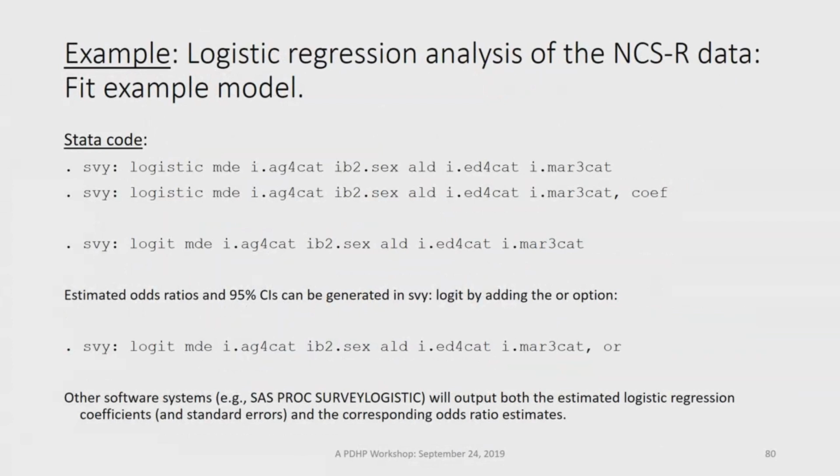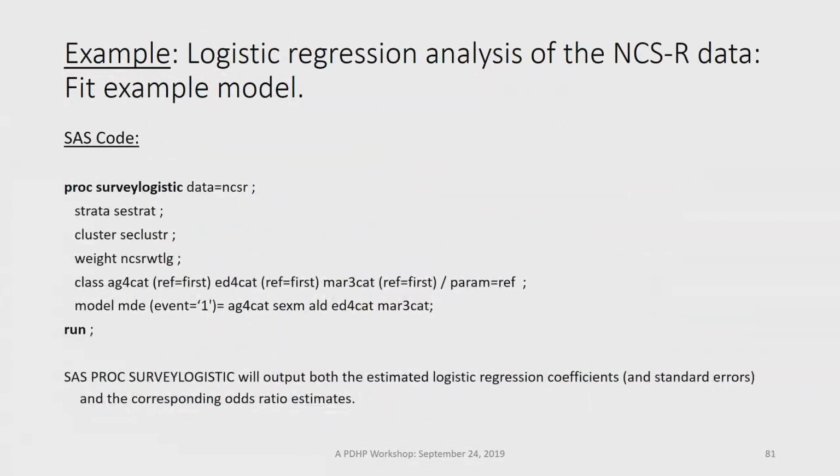And svy: logistic in Stata and SAS will give you odds ratios and coefficients by default. Okay, so in SURVEYLOGISTIC, I again declare my design variables. I have my class statement with explicit reference categories and reference parameterization for dummy variables. Then I explicitly model the probability of a 1 in my model statement, and everything else is as normal. Okay, so just some slight tweaks to the overall SURVEYLOGISTIC command to fit the exact same model.